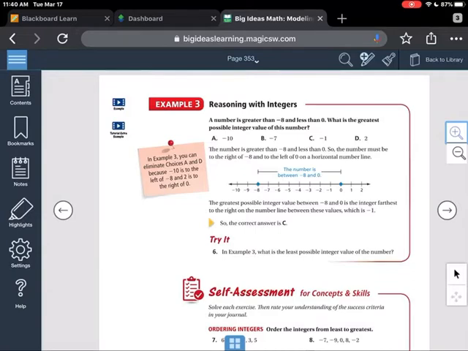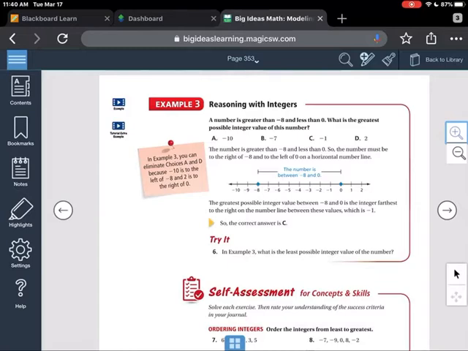Now -10. Let's look at A. -10 is past -8 if you're imagining this number line. If you're having trouble imagining it, there's a picture. So -10 is outside of this range. Remember, greater than -8 and less than 0. So they show us this range.